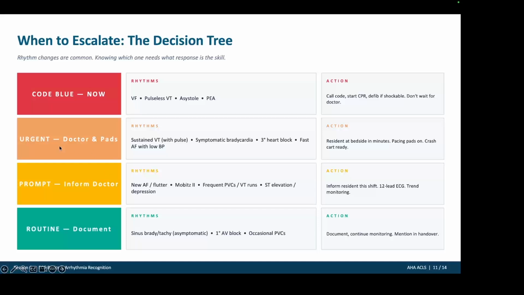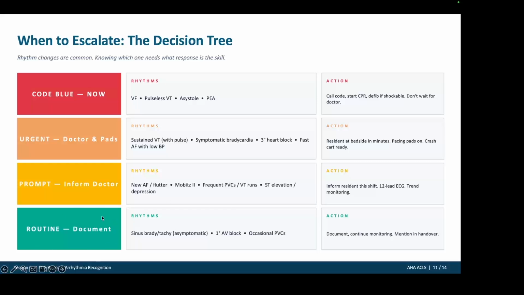In the urgent scenario that includes the doctor and pads requirement, rhythms include sustained VT with pulse, symptomatic bradycardia, third degree heart block, and fast AF with low BP. The action includes the resident at bedside in minutes, pacing pads on, and the crash cart ready. The prompt inform doctor scenario includes new AF or flutter, Mobitz 2, frequent PVCs or VTs, and ST elevation or depression. The action includes informing the resident in the shift and 12-lead ECG and trend monitoring.